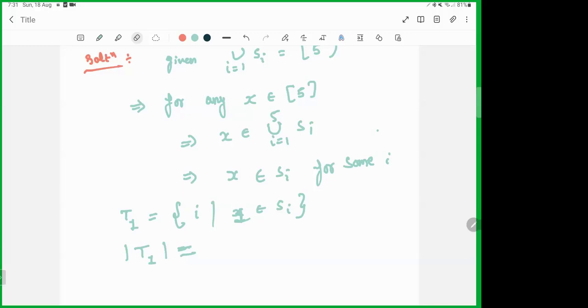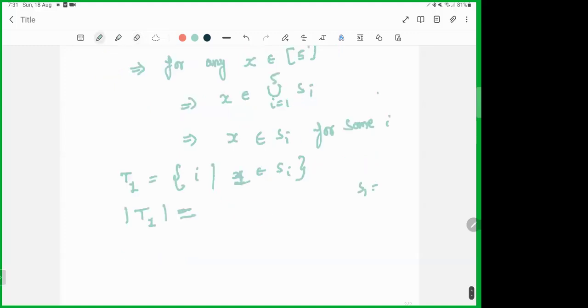Suppose I already gave you such a composition that S1 is 1, 2, S2 is 1, 2, something like that. S3 is 1, 3, S4 is 1, 4, S5 is 1, 5. So in that case, T1 is basically the set 1, 2, 4, 5, because one is in each Si. Do you get it? Yes, I get it.